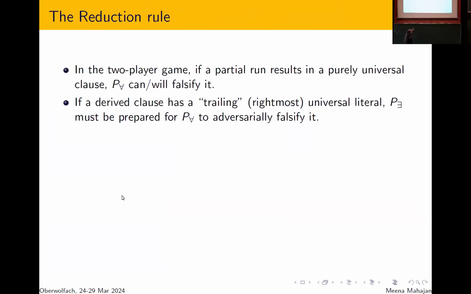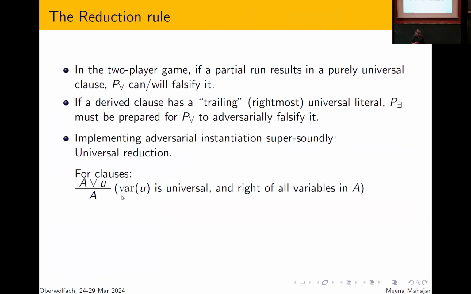In the 2-player game, if a partial run results in a purely universal clause, then the adversary, think of the universal player as the adversary, the universal player will falsify it. And therefore, if there is a trailing universal variable, as an existential player, I should assume it is going to be falsified. And so what this amounts to in a resolution style system is that whenever I have a clause of the form A or U, where U is rightmost in the order, I can also derive A.